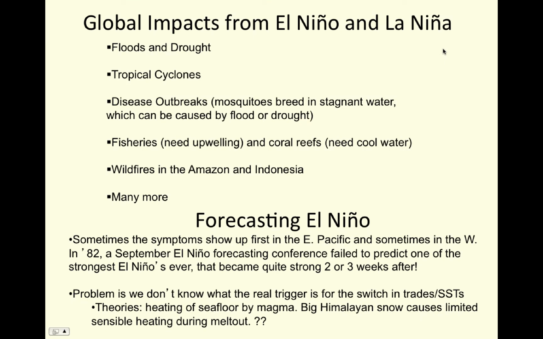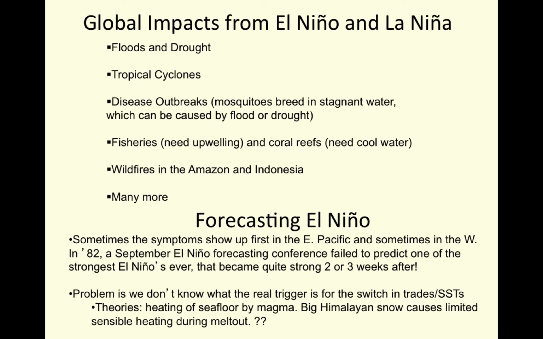Global impacts from El Nino and La Nina. There can be floods and drought. Locally, we showed that Indonesia and Amazon are affected by the two different states, but also globally as well. Tropical cyclones, definitely an impact in the Pacific and also an impact in the Atlantic that we'll look at in a chart here. There's impacts from disease outbreaks, where mosquitoes are vectors for diseases, and they can propagate or thrive in stagnant water pools, which could be caused by both floods or droughts.